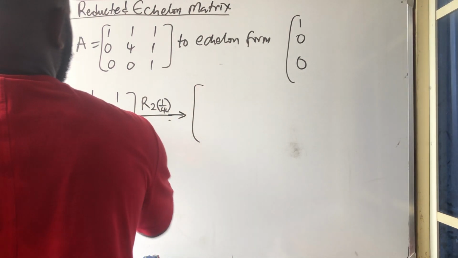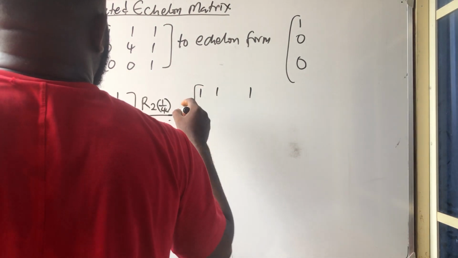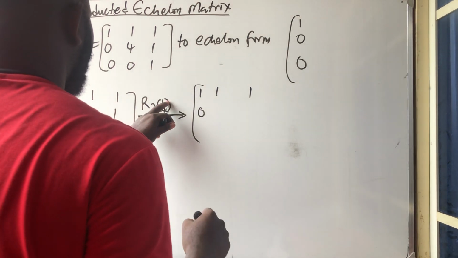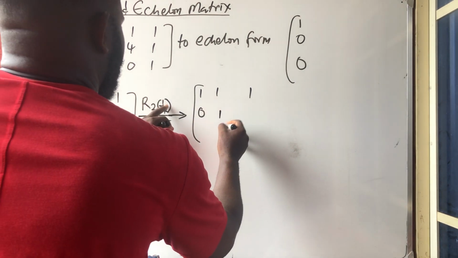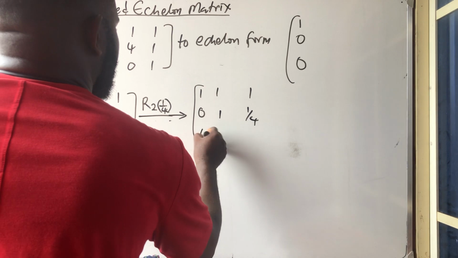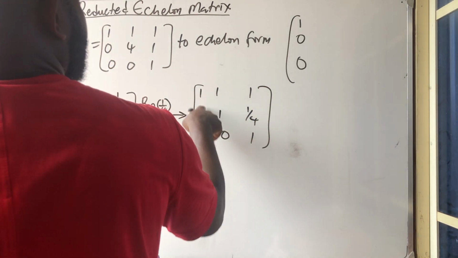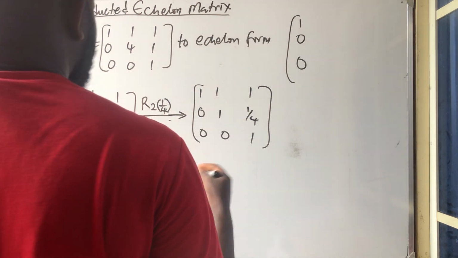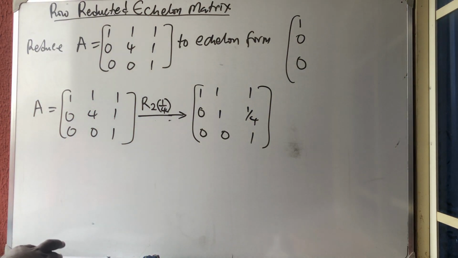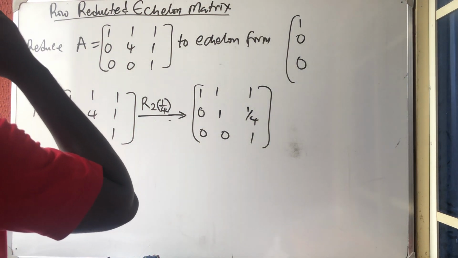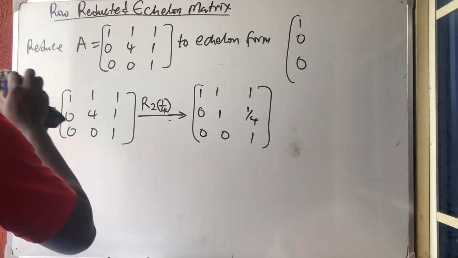We now have that what? Leave row 1 the way it is. Then row 2 is 0. 4 divided by 4, 1. 1 divided by 4 is 1 over 4. Then leave the other ones the way they are. So you see, this is echelon because 1, 0 under it, 1, 0 under it, 1. So this is echelon form. Very, very simple.